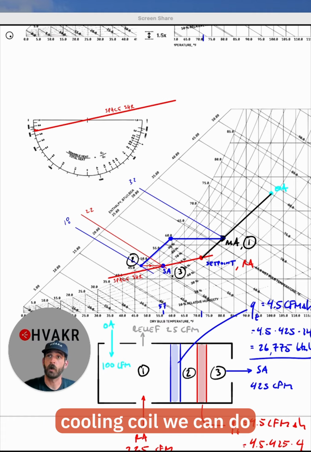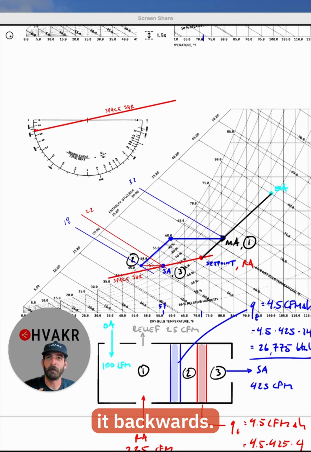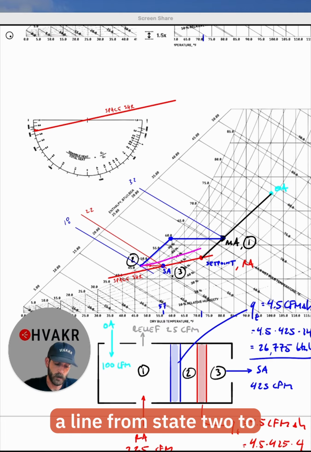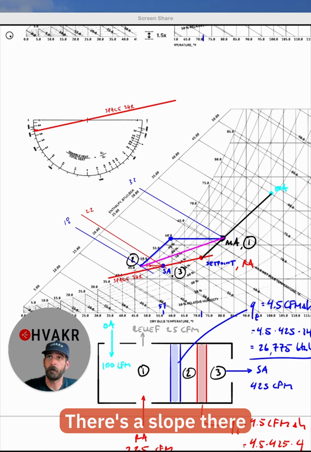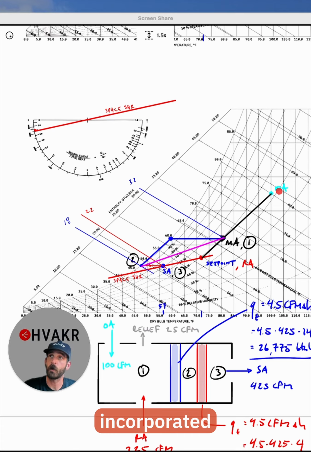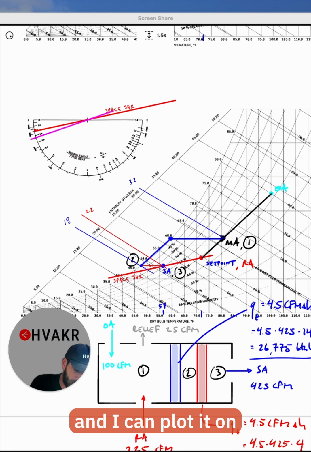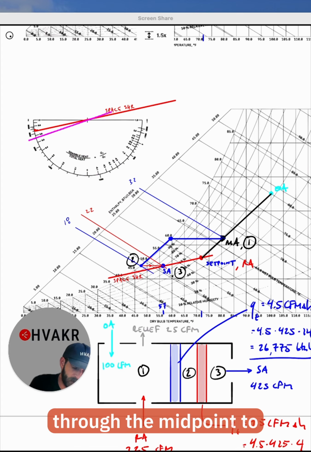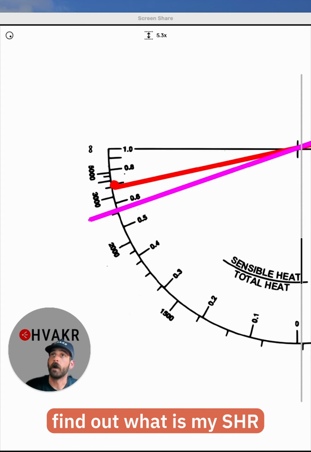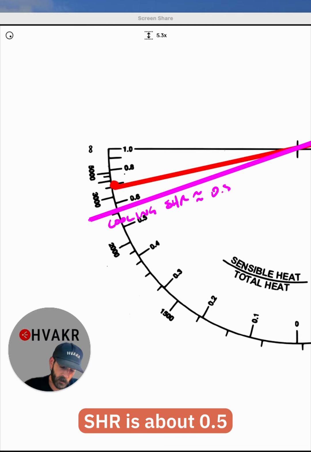For our cooling coil, we can do the same method that we did with space sensible heat ratio, but we'll do it backwards. For my cooling coil SHR, I can draw a line from state 2 to state 1. There's a slope there. You'll notice that slope is different from my space slope because we have a holistic system design. We have this outside air incorporated, this mixing incorporated. Now, I can take this line and I can plot it on this compass going straight through the midpoint to find out what is my SHR. And right here, my cooling SHR is about 0.5.